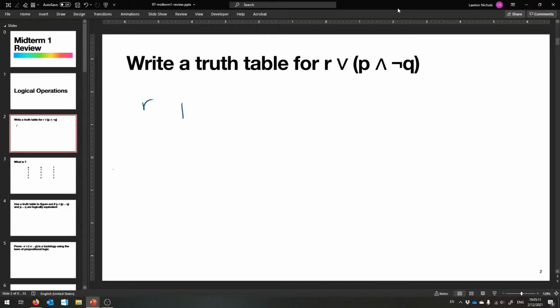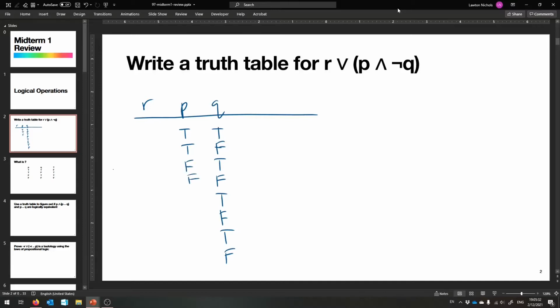We have R and P and Q, and if you remember the trick, it's always true, false, true, false, true, false, true, false. This one alternates. I guess the order doesn't really matter, but this is the standard order. And this one goes true, true, false, false. It alternates twice, or half as much. True, true, false, false.